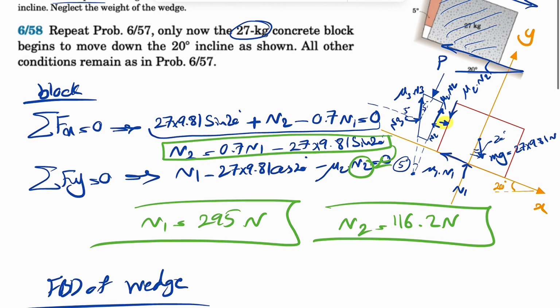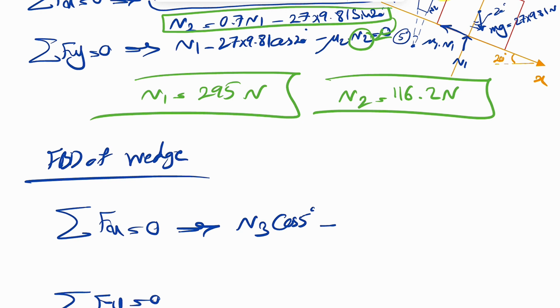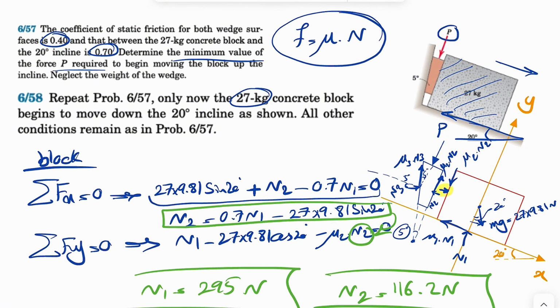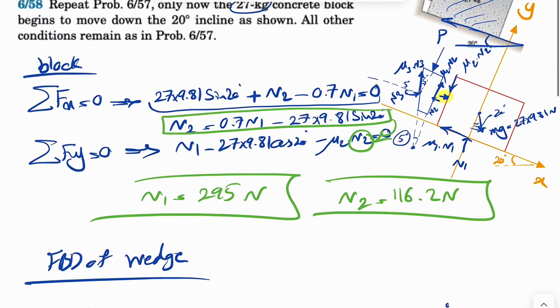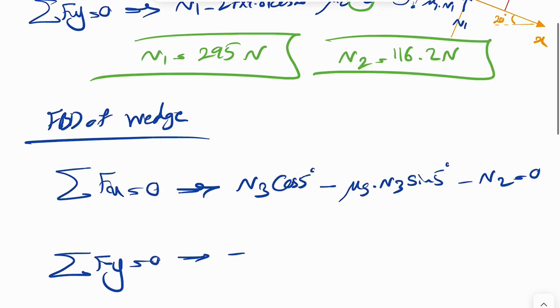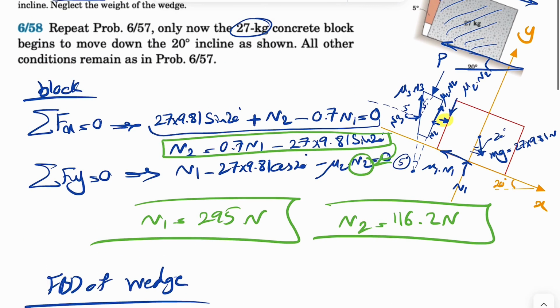So it's going to be mu s N3 sine of 5 degrees, negative because it's to the left. That's the X component of the left side of the wedge, and on the right side we only have N2, so negative N2 is equal to 0. Moving on to the Y, first of all we have the P, which is negative, so negative P, and that's what we are looking for.